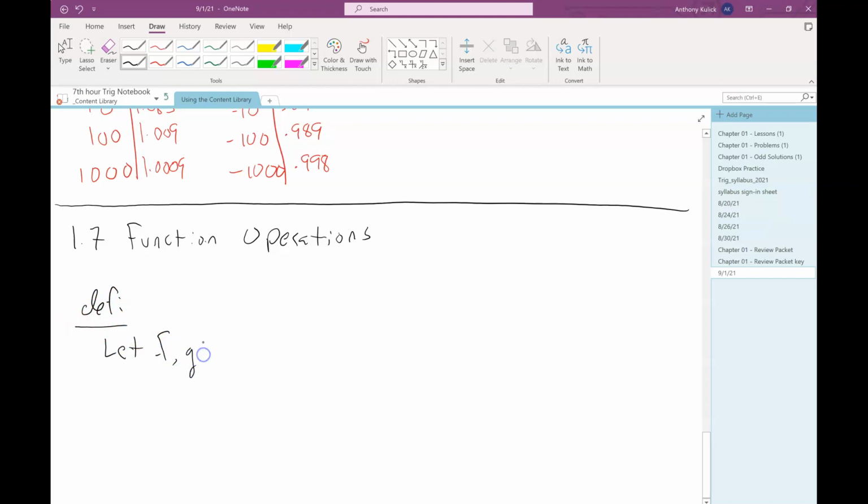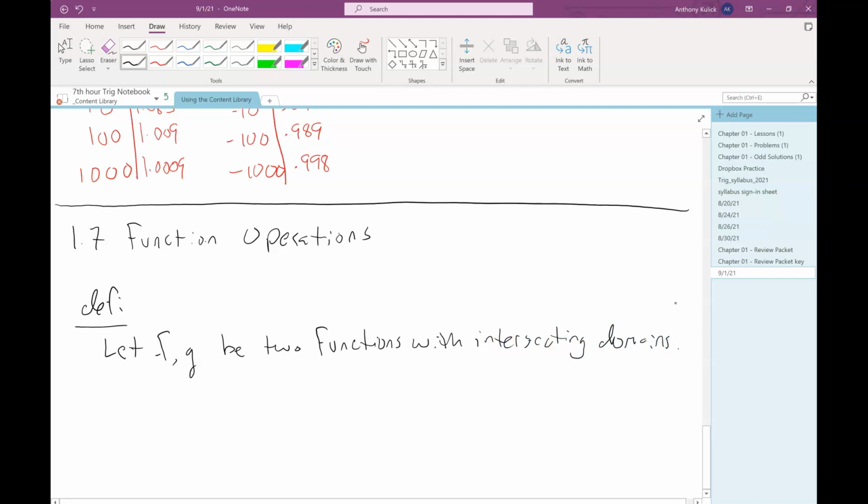Let f and g be 2 functions with intersecting domains. We require that because we need both functions to be defined, right? If there's no x value that works for both functions, we can't really do any of these problems. So all we're doing here is just saying that the problem is possible.